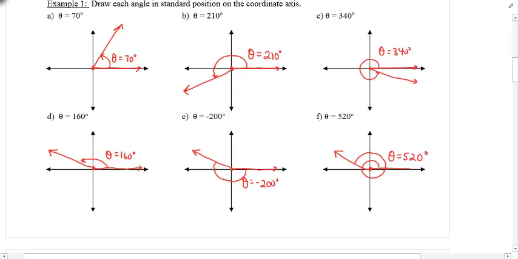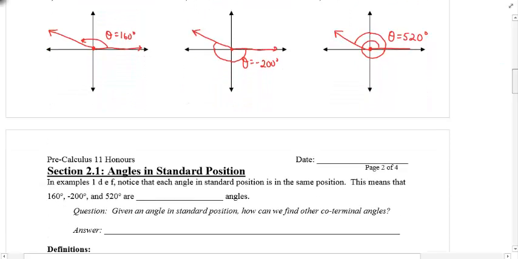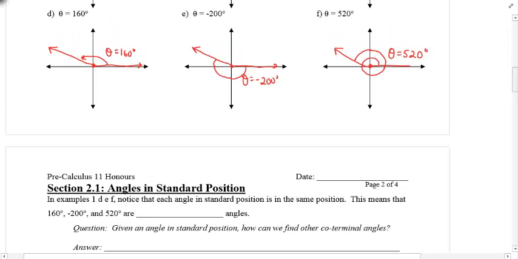Cool. Did you get them all right? Give yourself a pat on the back. All right, turn the page. Wait, let's not turn the page. Let me just put that right here. So in example D, E, and F, those are the ones that you see now on my screen. Here they are once again.